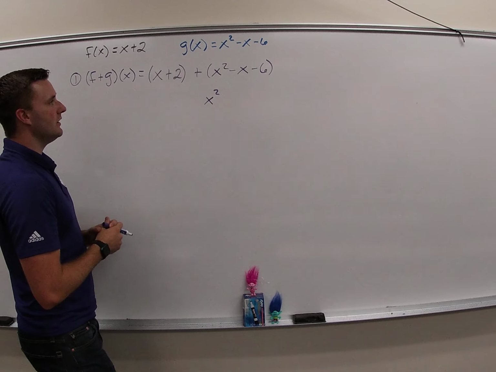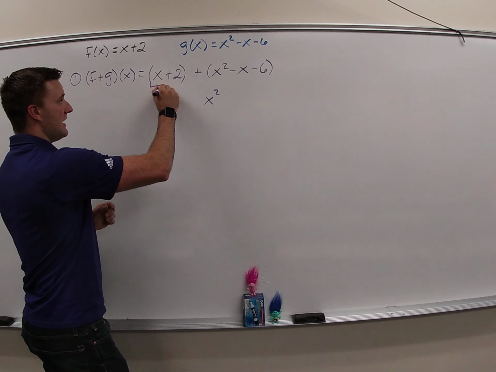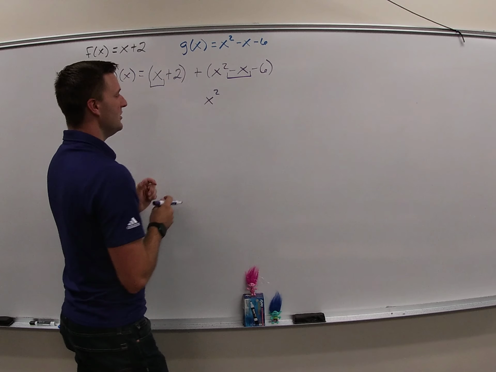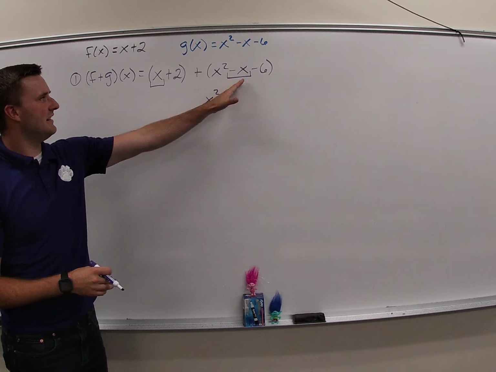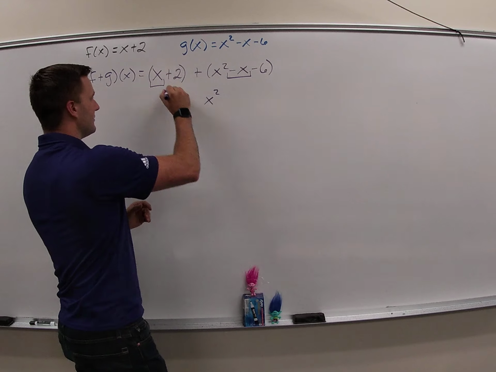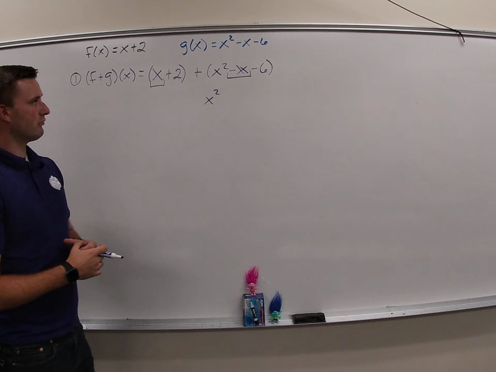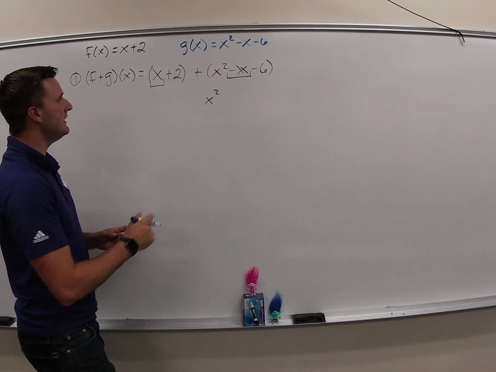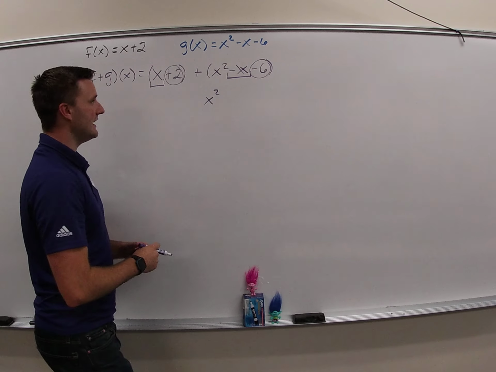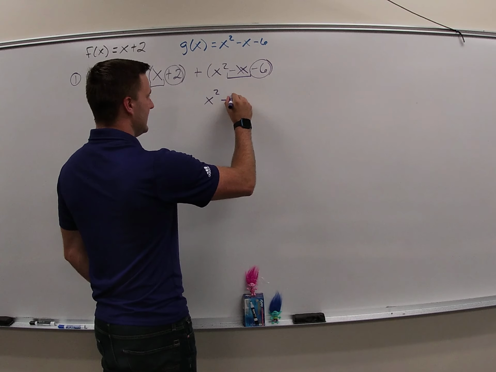Now I want to look for other like terms. I have a positive 1x here being added to a negative 1x here. Well, x minus an x, or x plus a negative x, those are going to cancel out. So these are gone. And then finally, our constants. I have a positive 2 plus a negative 6, and that's going to give me negative 4.